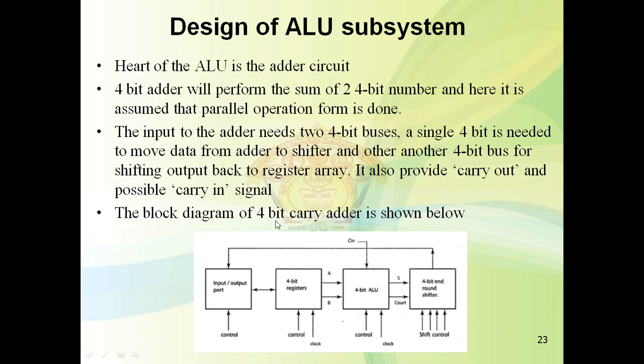The block diagram of the 4-bit adder is as shown here. It requires an input output port, a 4-bit register, a 4-bit ALU, and a 4-bit end-around shifter. Here you also require control signals: a shift control signal and an addition or subtraction control signal.